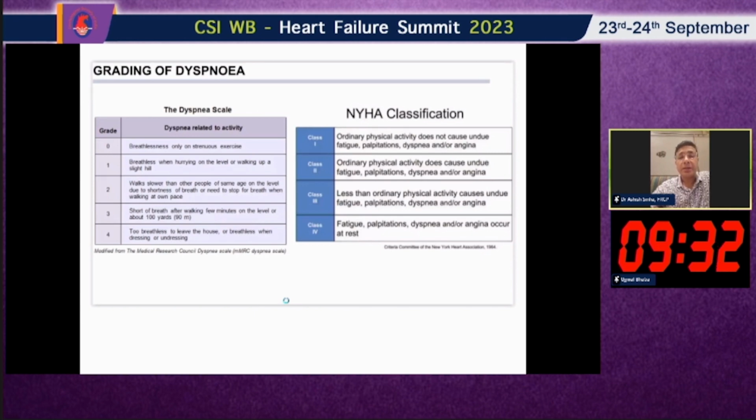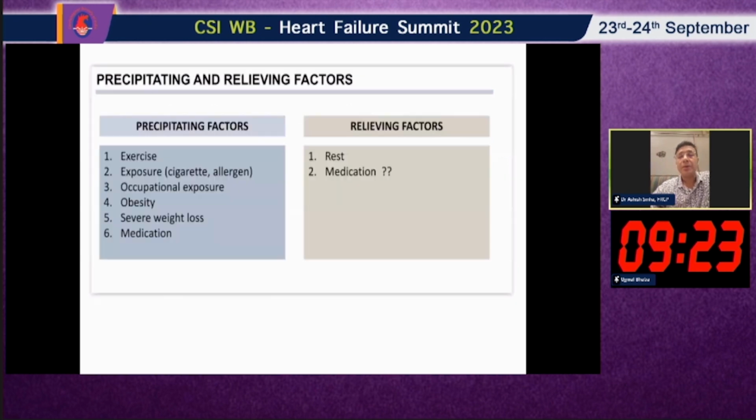Okay, this is a scale I want to skip. We all know about the NYHA scale and the dyspnea. So I'll skip this slide, please. I'll go to the next.